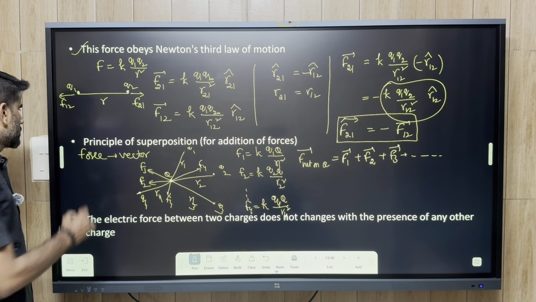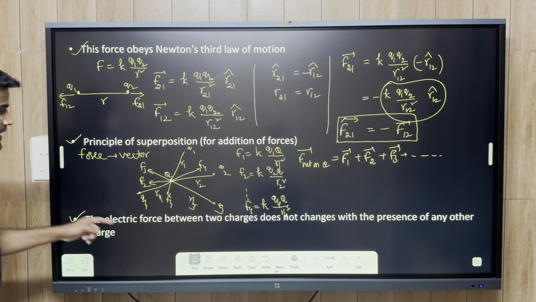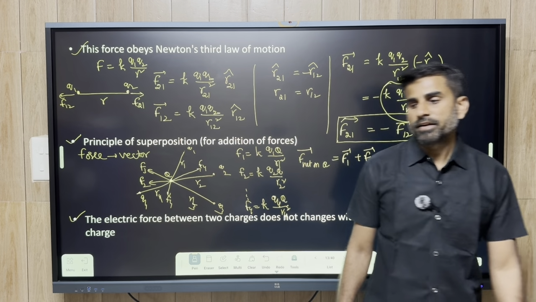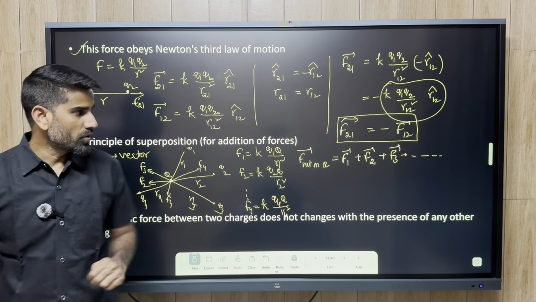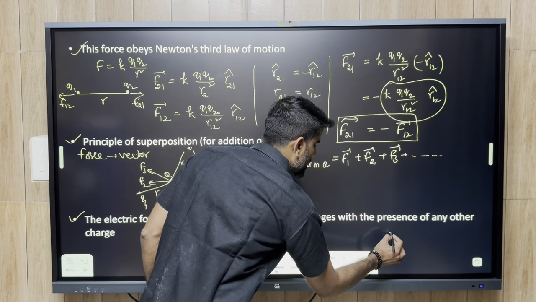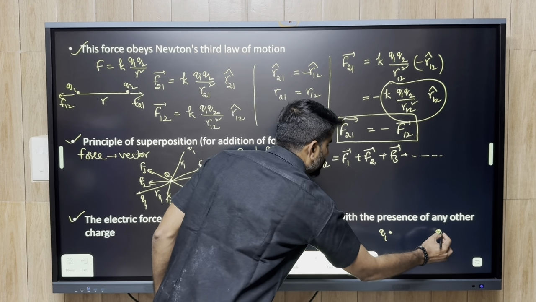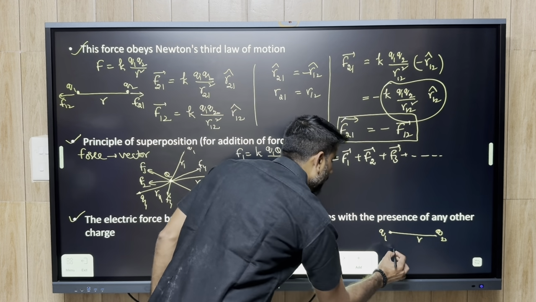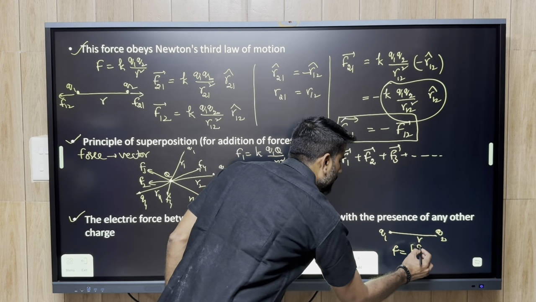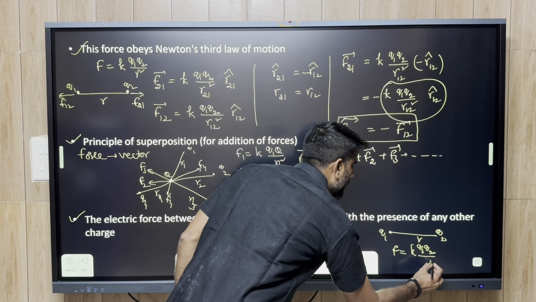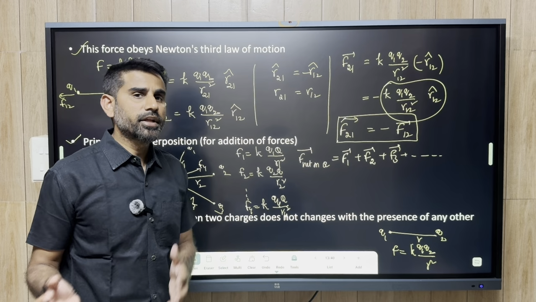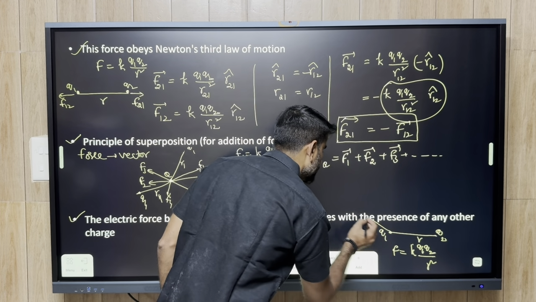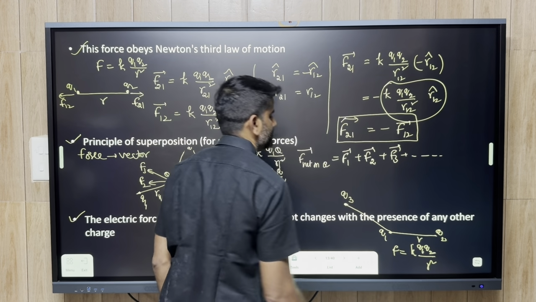Now we are left with one more property, which is that the electric force between two charges does not change with the presence of any other charges. Let's say I have taken two charges. I am drawing the diagram here. I have taken two charges Q1, Q2, separated by a distance R. Now the force between them is F is equal to K Q1 Q2 by R square. Now let's assume I have taken a third particle. I have placed it somewhere here, Q3.